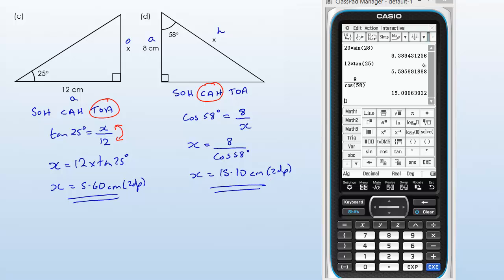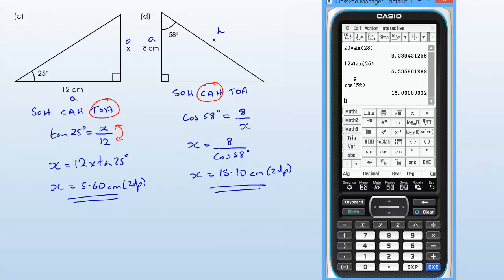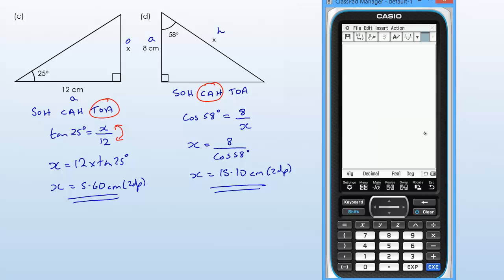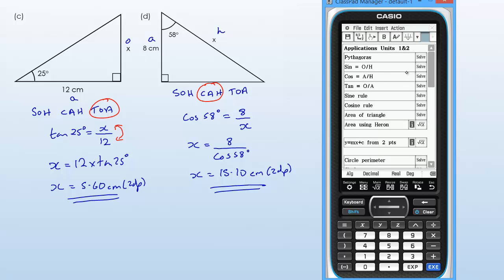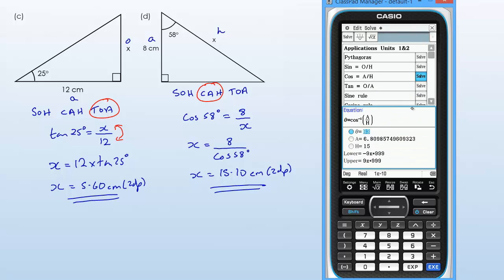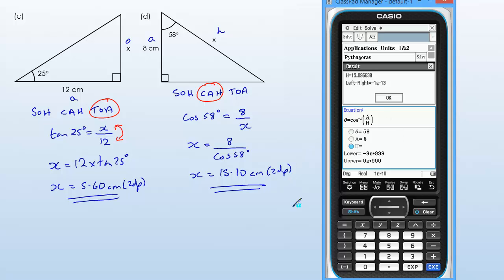Now, let's just go back to the e-activity as well. And so this was a cosine, so we'll go here. And the angle was 58. And in this case, we knew the adjacent. We knew that that was 8. Clear that, and we're trying to find the hypotenuse, and click solve, and you can see it gives us the same answer.